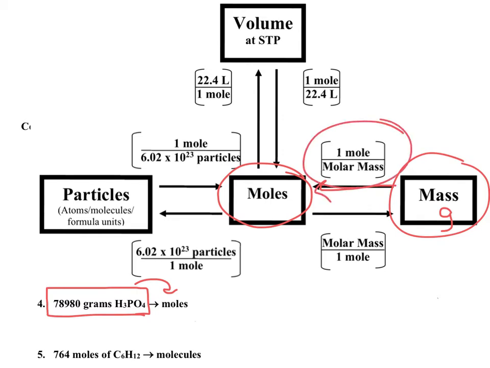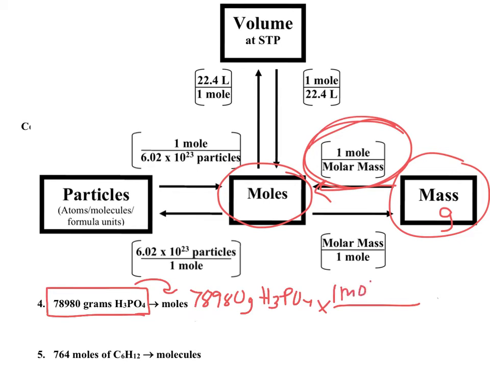Well, let's do it. To start, I'm always going to use the number I'm given, so 78,980, and that's grams of phosphoric acid, H3PO4. Now, as always, I'm going to draw a multiplication sign and a line. It says put 1 mole on top, so I'm going to follow my map: 1 mole of H3PO4. I want to get in the habit of writing out what I'm looking at because that'll help us when we get into even larger, longer problems. These are just the beginning. On the bottom is molar mass.